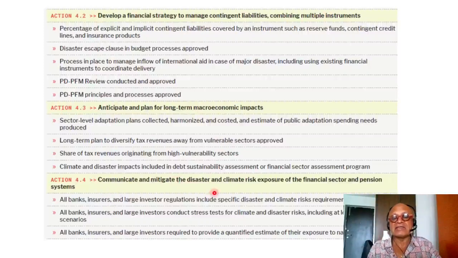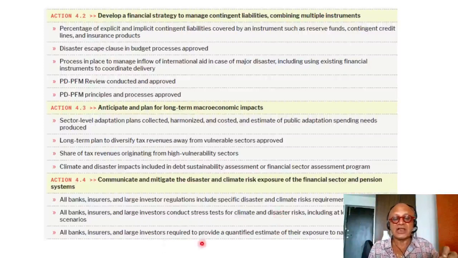Action 4.4: communicate and mitigate the disaster and climate risk exposure of financial sector and pension systems. People work their lifetime and then are relying on pensions, and if something goes wrong, it can be a massive disaster, psychologically and otherwise. All banks, insurance, and large investor regulations include specific disaster and climate risks requirements. All banks, insurers, and large investors conduct stress tests for climate and disaster risks, including at least 2 climate scenarios, which we discussed, and I have separate podcasts on these for the national network of greening the finance system, which is recommended and being taken up by the Europeans, and that's been converted to region-specific assessment stress tests for the banking system in the US as well.